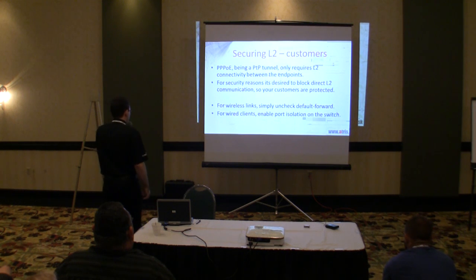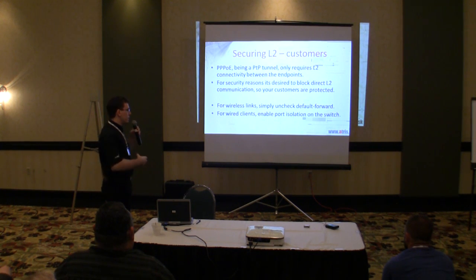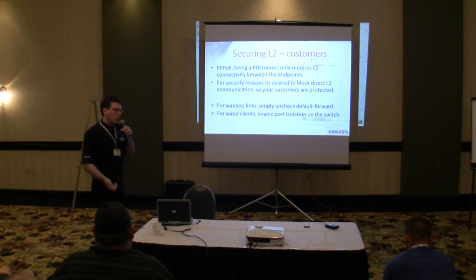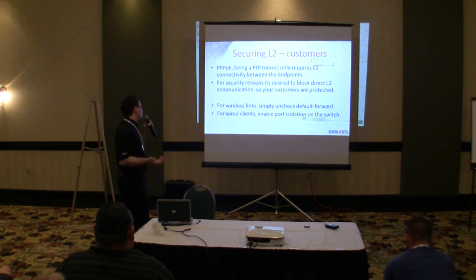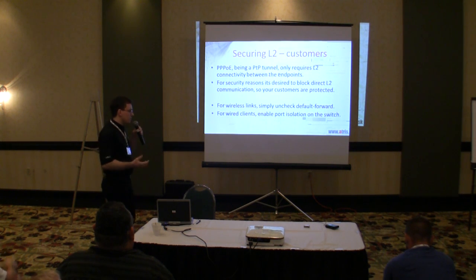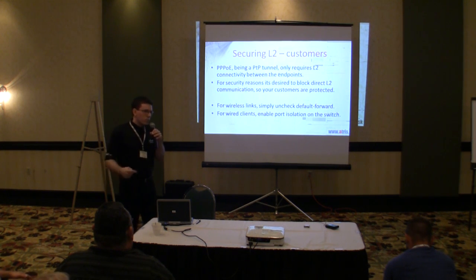So we have our infrastructure secure, our layer 2 traffic is fine, but what about the other part of our infrastructure that's facing our customers? This will be your wireless IP or a switch which you plug all your customers into, fiber or something. It doesn't matter, but we still need to secure it. PPPoE, as we said, being a point-to-point tunnel, only requires layer 2 connectivity between the endpoints, nothing else. So for security reasons, it is desirable to block direct layer 2 communication between the customers, so they are protected, you are protected, and nothing bad happens to anybody.